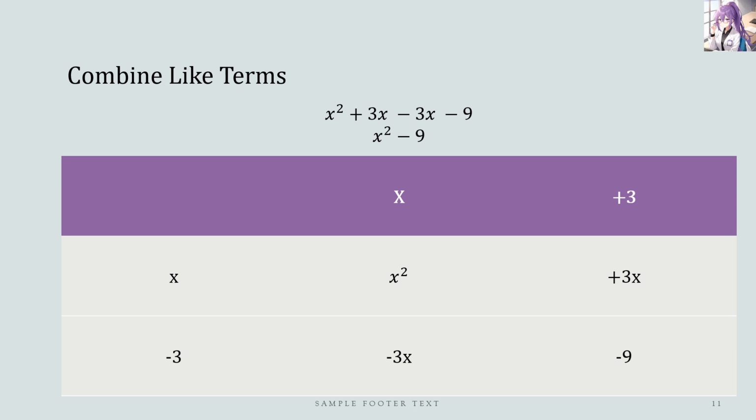In this case, we simply have an expression. We are going to finish this process by combining all the terms that are alike and can be combined. In this case, we can combine positive 3x minus 3x. And when we do that, we simply get 0. So we can rewrite the expression as x squared minus 9. And we have finished using the box method to multiply this binomial.